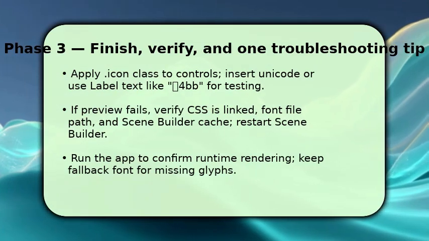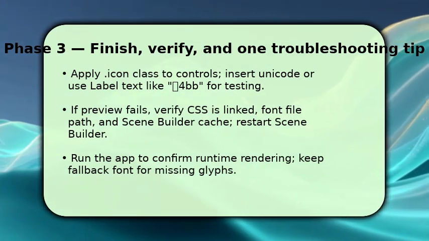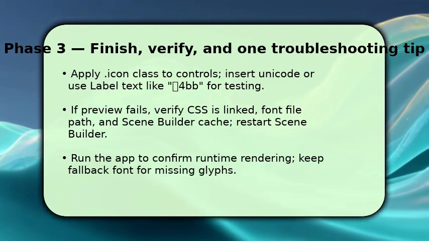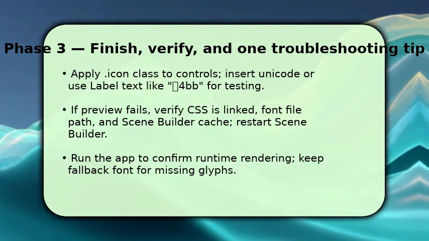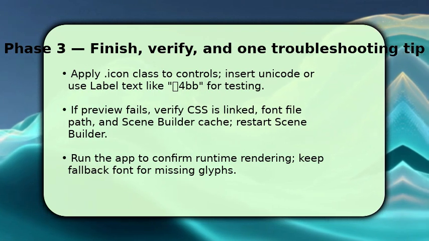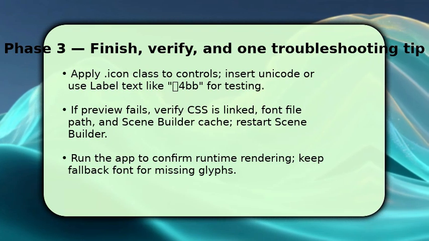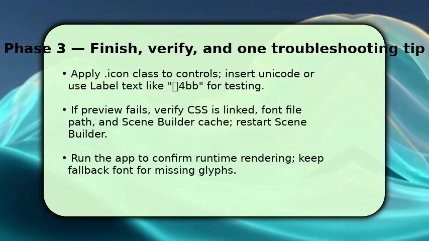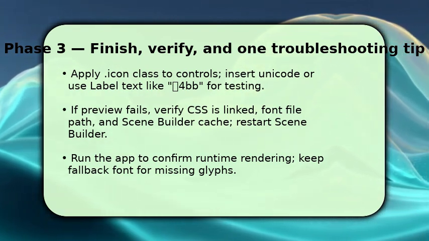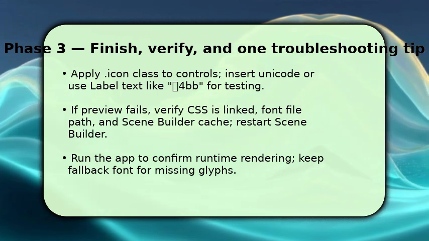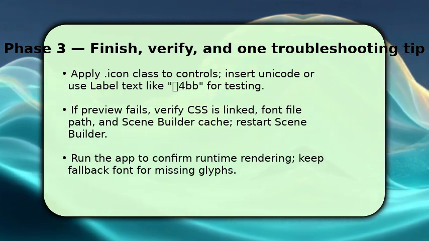Finally, assign your icon class to labels, buttons, or menu items and set the glyph text using the Font Awesome Unicode or ligature. Run the app to confirm runtime rendering. Scene Builder preview can differ from runtime, so always test. If icons don't appear, check CSS linkage, the font face path, and whether the font is installed on your system. Restart Scene Builder to clear caches.